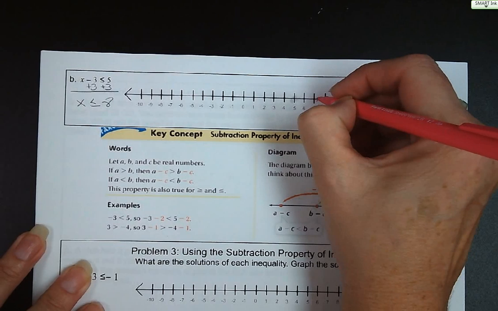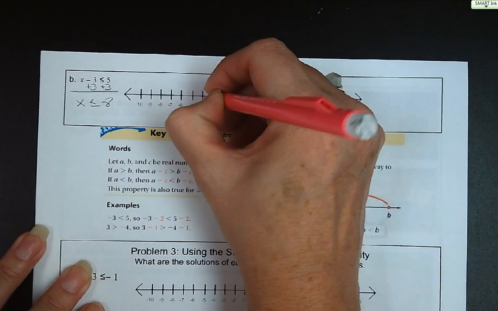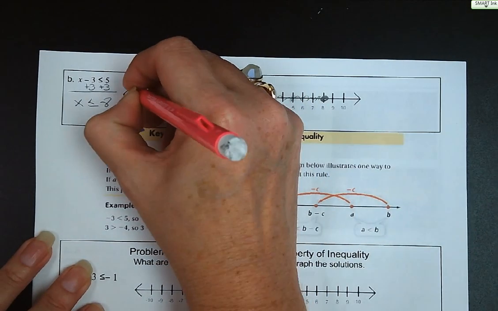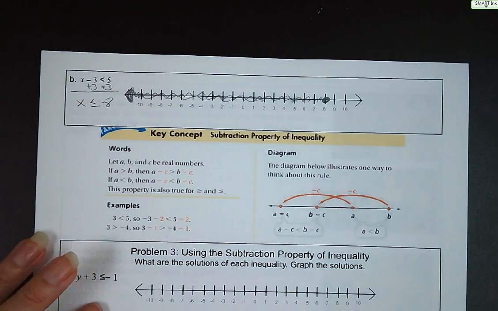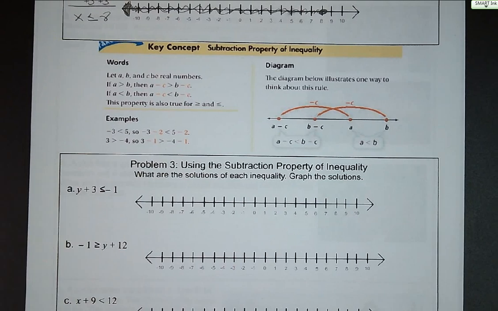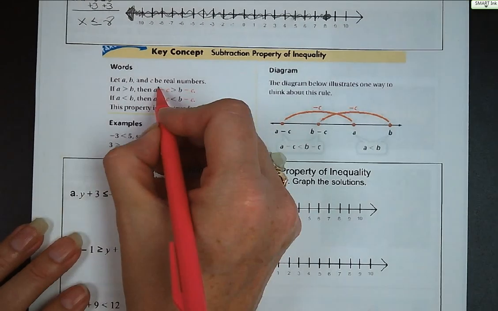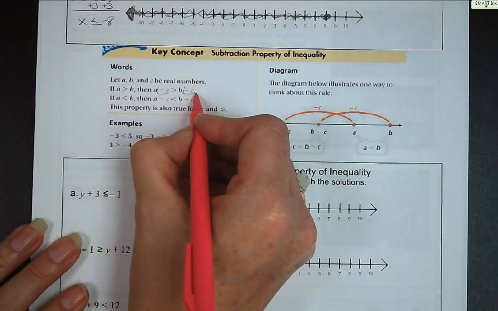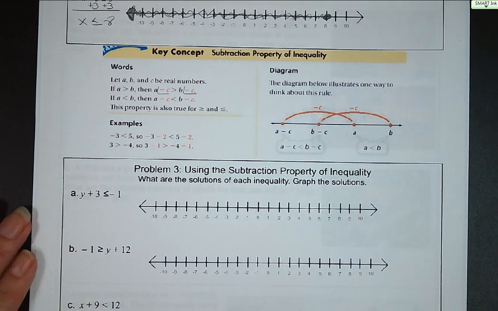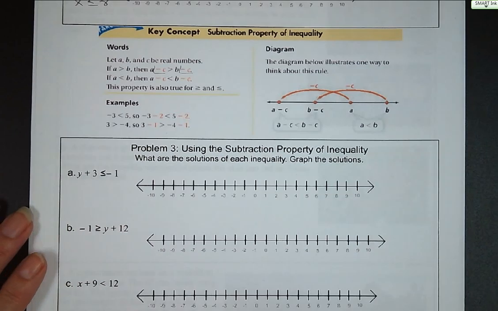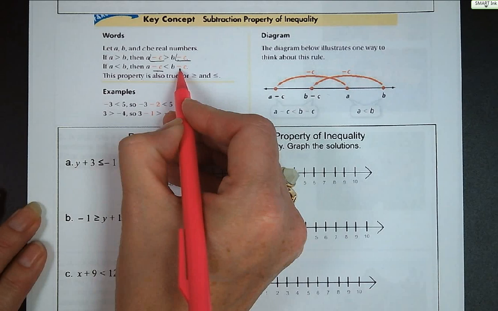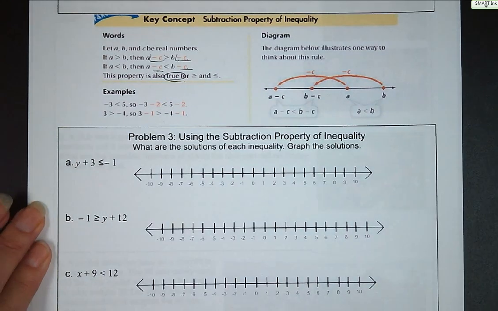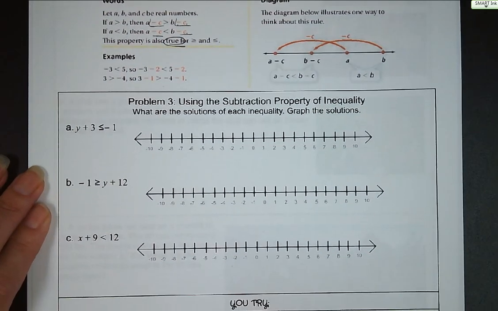All right, and it is less than or equal to, the arrow is pointing to the left, so we are going to shade to the left. Make sure it is obvious which direction you are shading. All right, moving on to problem number 3, using the subtraction property of inequality. This says the exact same thing that the addition property did, that if we are subtracting the same value from both sides of our inequality, it will remain true. It is the same for greater than or equal to, or less than or equal to as well.